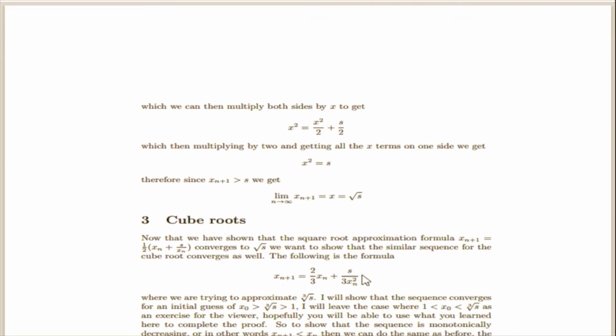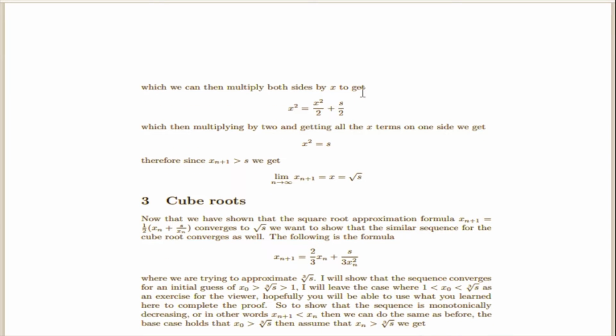We are then able to multiply both sides by x to get x squared equals x squared over 2 plus s over 2, which then, multiplying by 2 and getting all the x terms on one side, we get x squared equals s. And therefore, since all x terms are greater than s, which is greater than 0, the initial condition, we end up getting the limit as n approaches infinity of x sub n plus 1 equals x, which equals the square root of s.